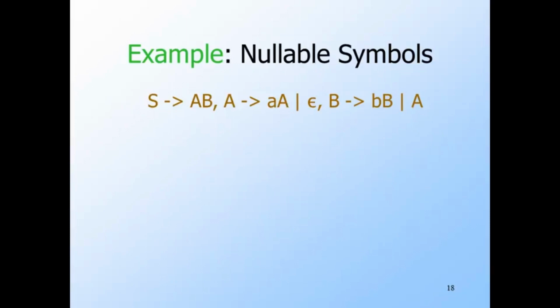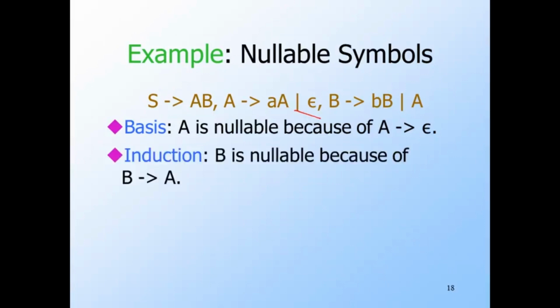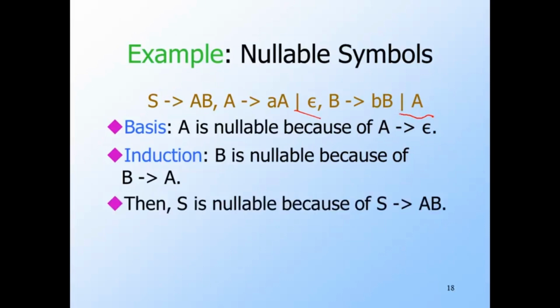Here's an example grammar for which we will discover the nullable symbols. For the basis, we know A is nullable because of the production with epsilon body. In the first round of the induction, we find B is nullable because of the production B goes to A. That is, all symbols in the body, namely the A, are already known to be nullable. In the second round, we discover S is nullable because of its body AB, both symbols of which are already known to be nullable. This algorithm finds all and only the nullable symbols. We're not going to give the proof, which consists of two simple inductions.